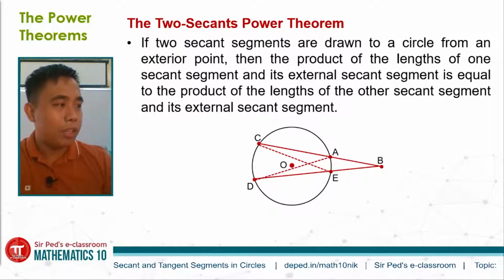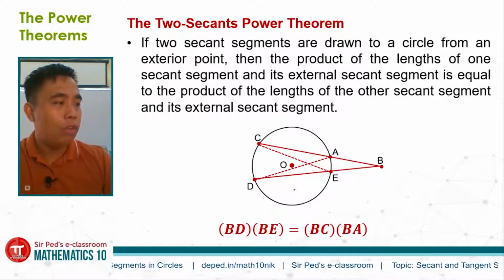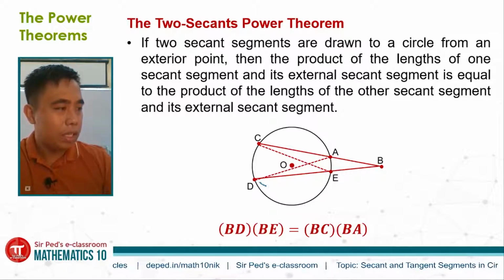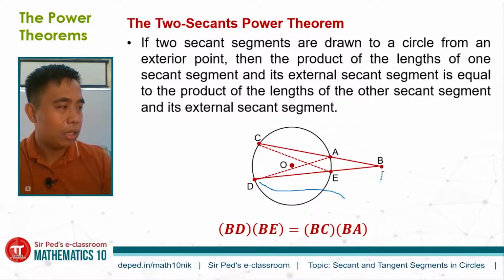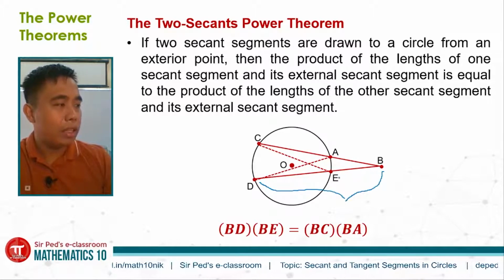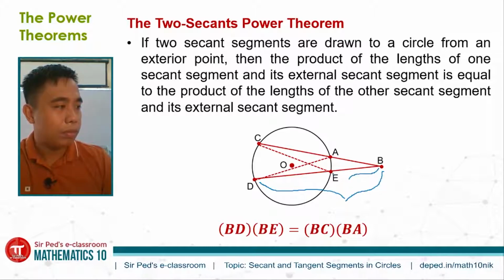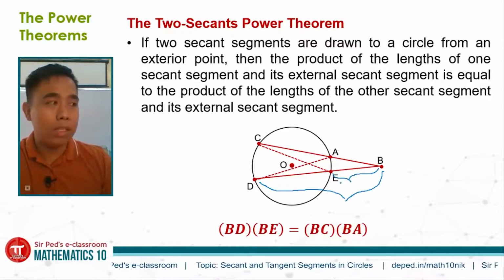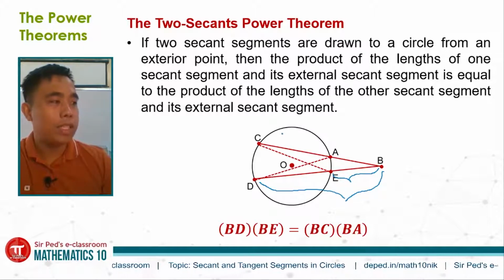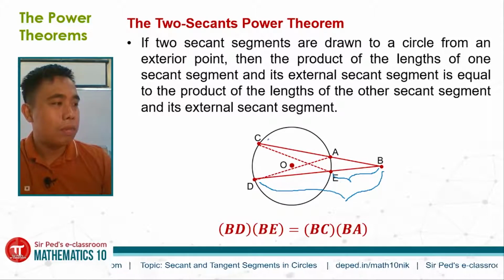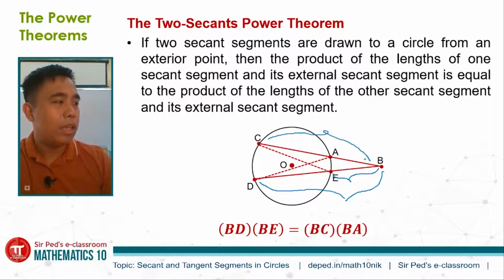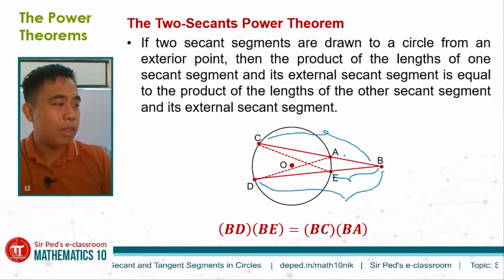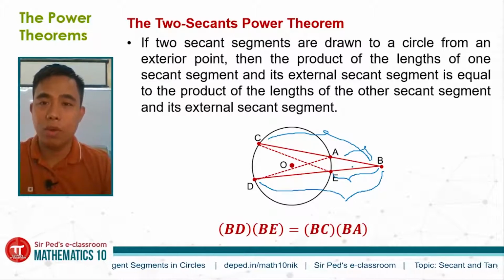So in our figure, the product of the secant segment BD and the external secant segment BE is equal to the product of the secant segment BC and the external secant segment BA. So let's prove that one.